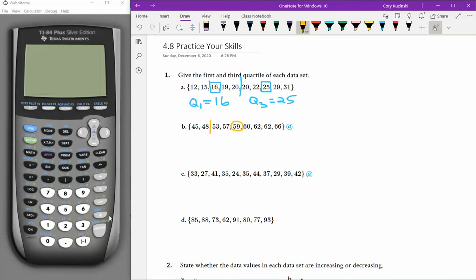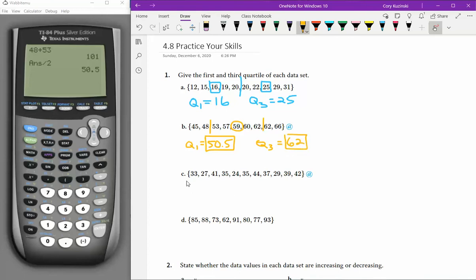So Q1 is going to be the mean of 48 and 53. So I'll add those up, divide by 2, and you can see it's 50.5. And then quartile 3 is going to be the median of 62 and 62, or the mean of 62 and 62, which is just 62.